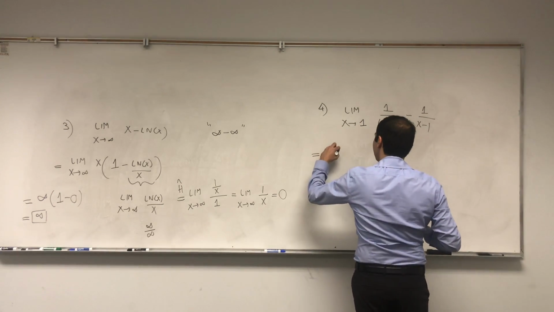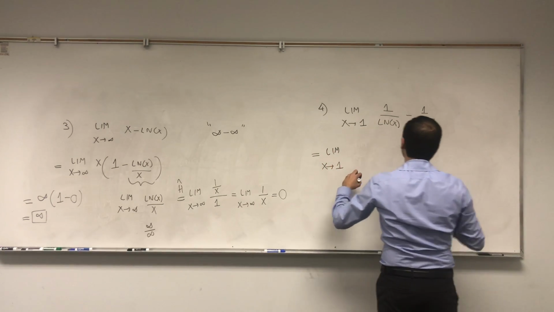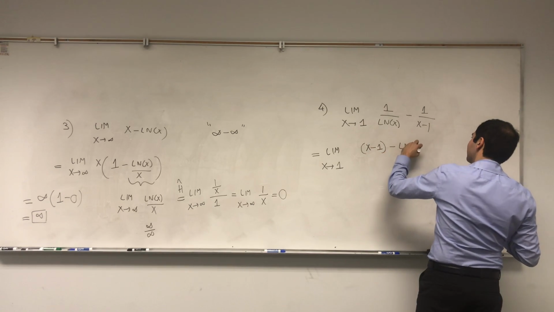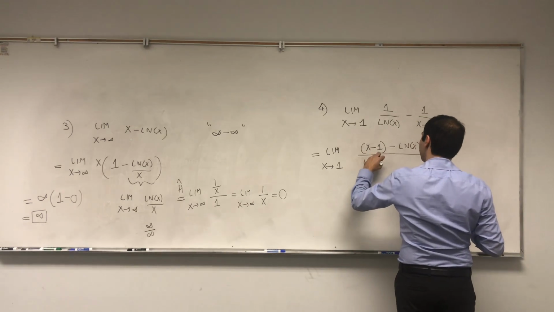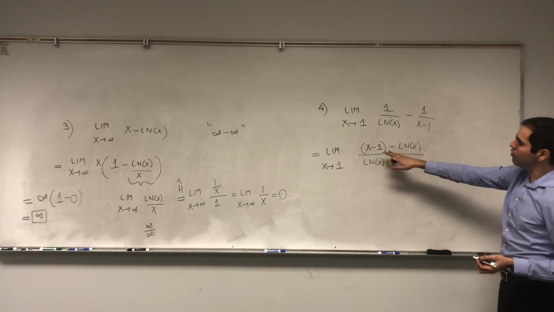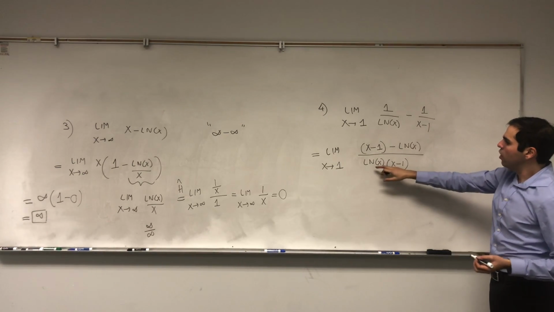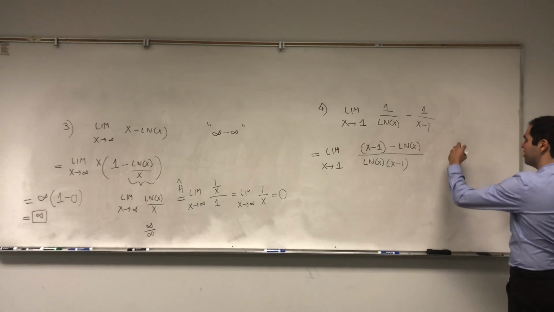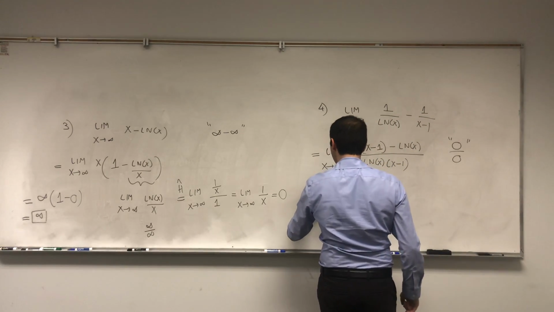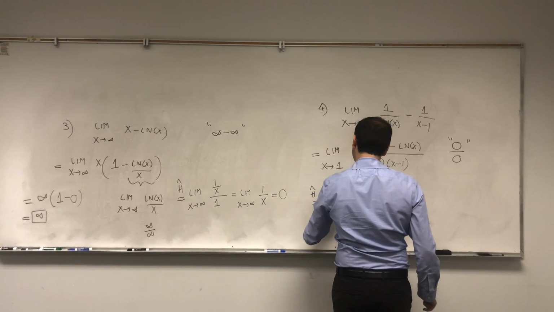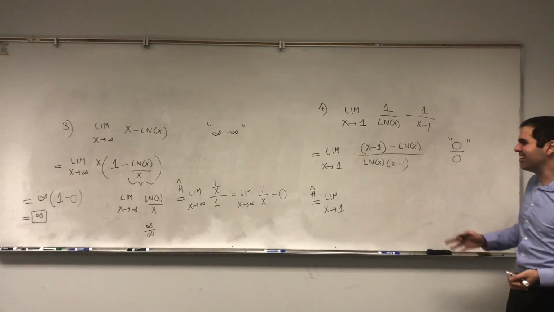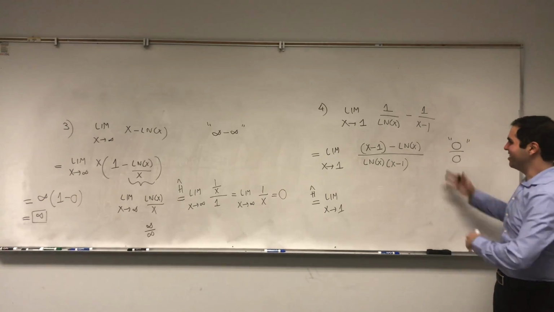So let's just put it on a common denominator. So limit as x goes to 1 of x minus 1 minus ln of x over ln of x times x minus 1. And notice this is of the form 0 minus 0, which is 0, over 0 times 0, which is 0. So this is of the form 0 over 0, which means you can apply L'Hopital's rule. Now, I gotta find a mnemonic for L'Hopital's rule, like Chen Lu, right? The L'Hopital Lu, or I don't know.